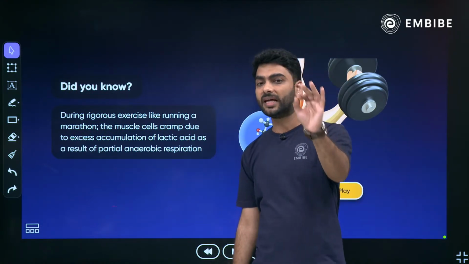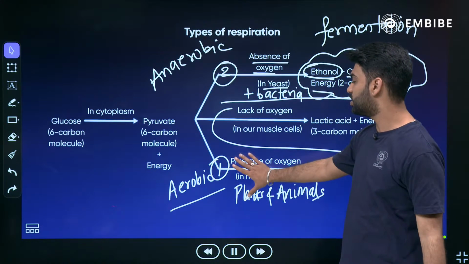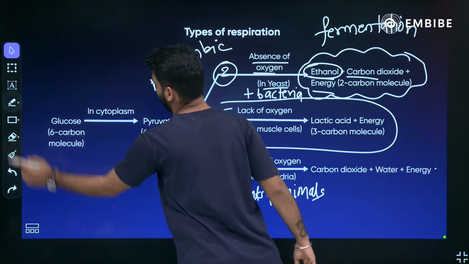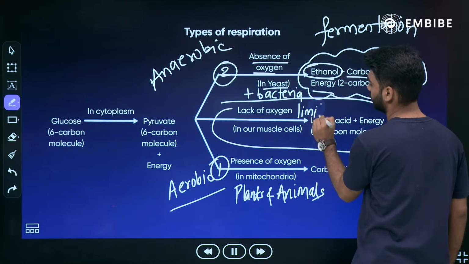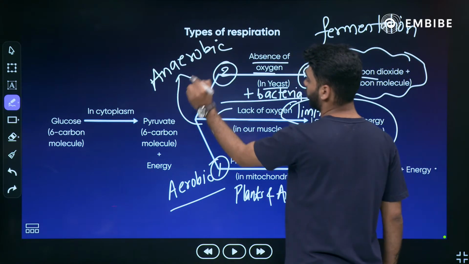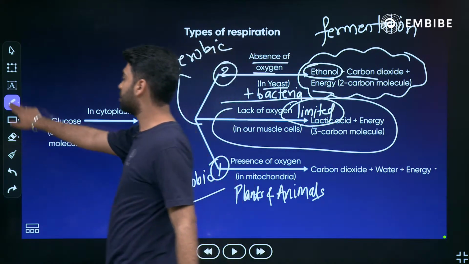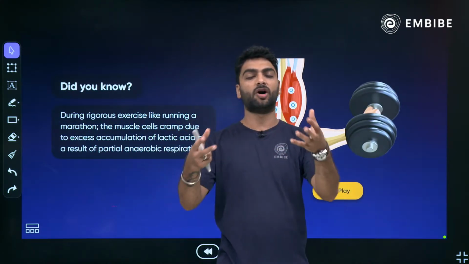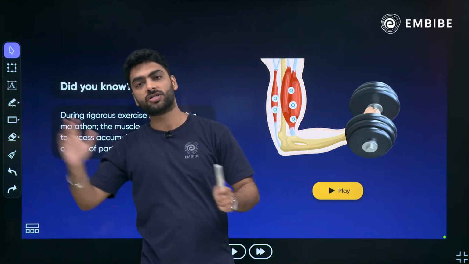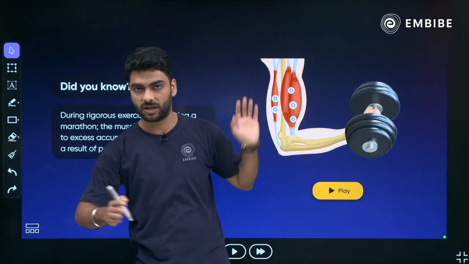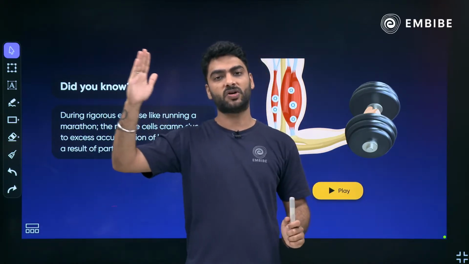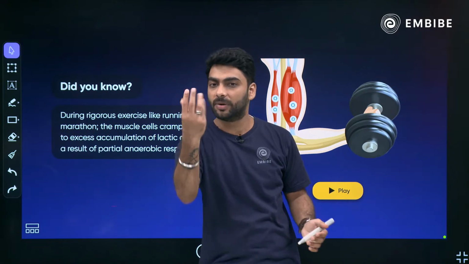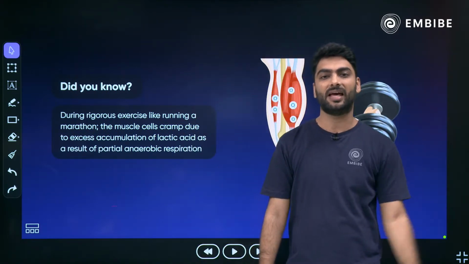ठीक है, तो 3 तरीके से रेस्पिरेशन होता है. एक है इन प्रेजेंस ऑफ ऑक्सीजन, एक है इन एब्सेंस ऑफ ऑक्सीजन और एक है विथ लिमिटेड ऑक्सीजन. And this also is a part of anaerobic respiration. Respiration is the breakdown of glucose to release energy either with oxygen, without oxygen or limited oxygen. अगर विथ ऑक्सीजन है तो प्रोडक्ट्स होंगे कार्बन डाइऑक्साइड, वाटर, एनर्जी. अगर विदाउट ऑक्सीजन है तो अल्कोहल, कार्बन डाइऑक्साइड एंड एनर्जी. और अगर लिमिटेड ऑक्सीजन है तो लैक्टिक एसिड एंड एनर्जी.